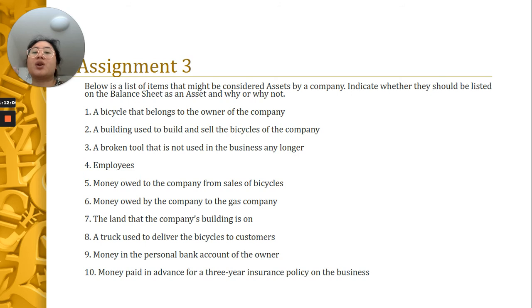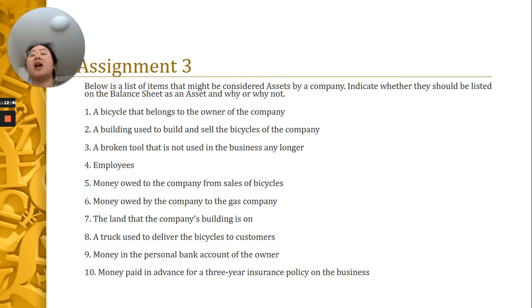The first one, a bicycle that belongs to the owner of the company. A building used to build and sell the bicycles of the company. A broken tool that is not used in the business any longer. Employee. Money owed to the company from the sale of the bicycle. Money owed by the company to the gas company. The land that the company building is on. The truck used to deliver the bicycle to the customer. The money in the personal bank account of the owner, and the money paid in advance for a 3 year insurance policy on the business.